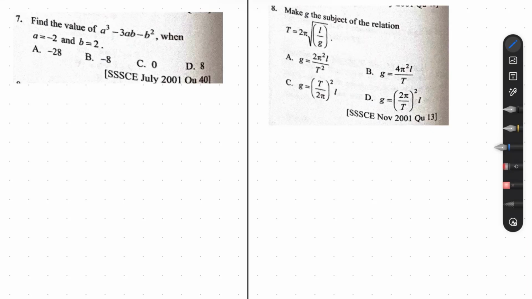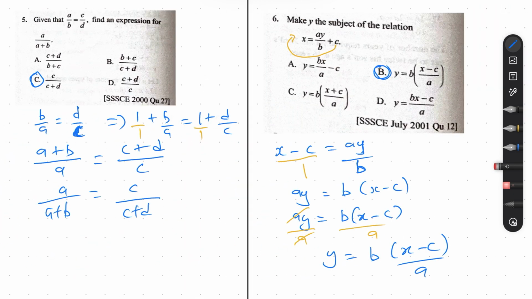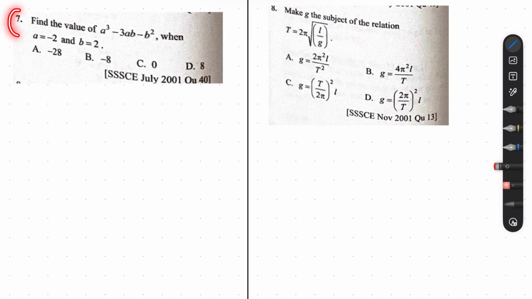Right, welcome back to another session in this series. In the previous session, we stopped on question number 6. So in this session, we move on to question number 7.